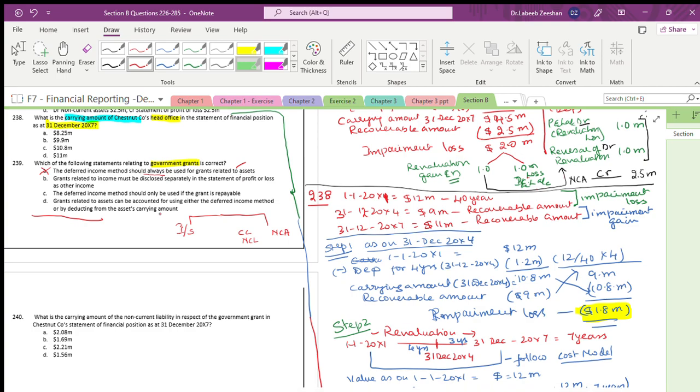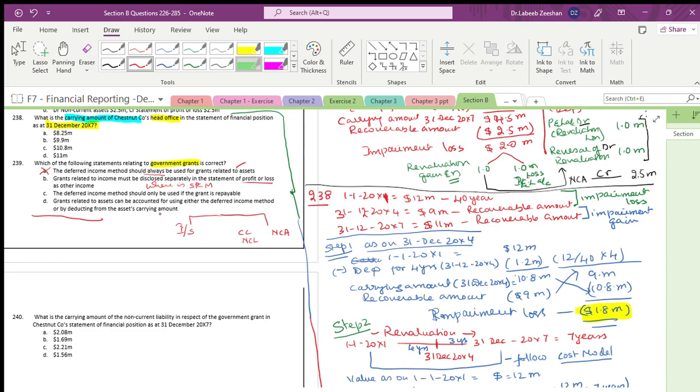Grants related to income must be disclosed separately in the profit and loss account. We are talking only about the profit and loss account. Where is the statement of financial position? Is it right? We have to think about that also. It's not only one case.